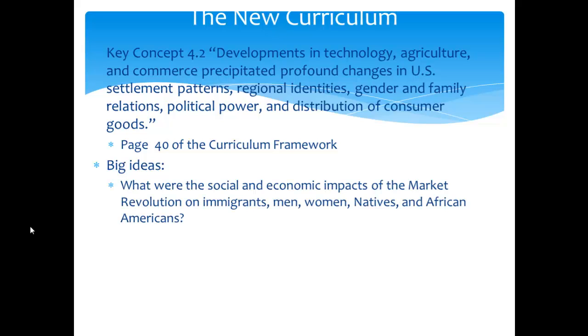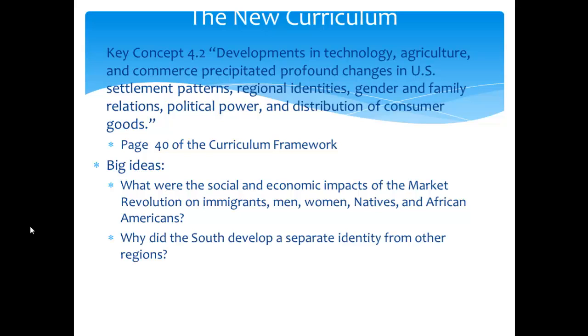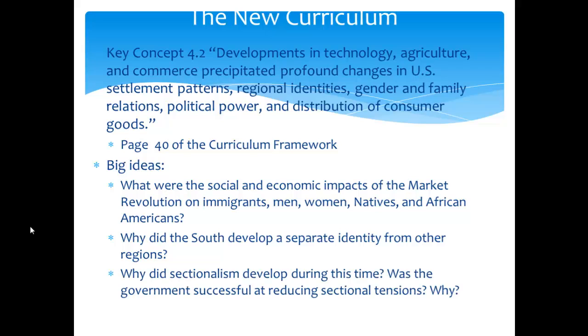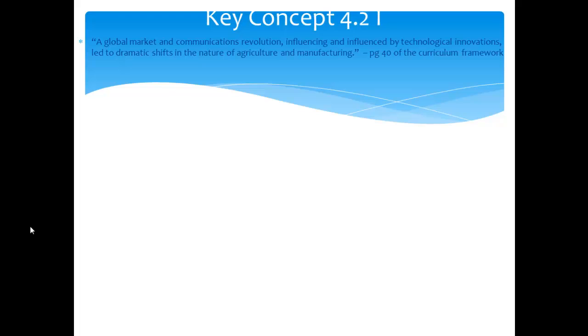What were the social and economic impacts of the market revolution, or really the first industrial revolution, on immigrants, men, women, natives, and African Americans? Why did the South develop a separate identity from other regions? And why did sectionalism develop during this time? Was the government successful at reducing sectional tensions? Why or why not?